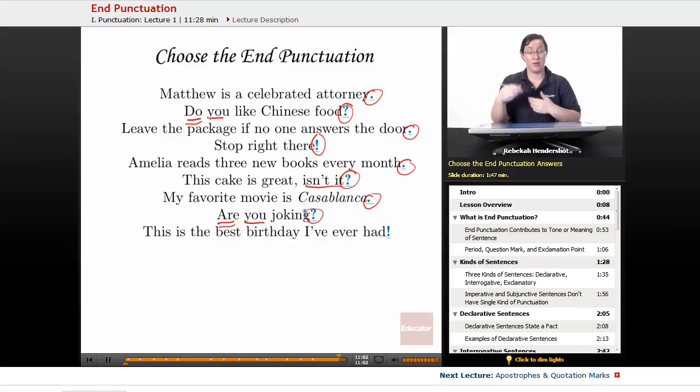Again, my voice when I read it, are you joking? You hear it go up. That's a question. This is the best birthday I've ever had. Now again, you could use a period instead of an exclamation point, but frankly, if you're having the best birthday you've ever had in your life, you're probably pretty happy about it, and you're probably a little bit exclamatory. This is the best birthday I've ever had!